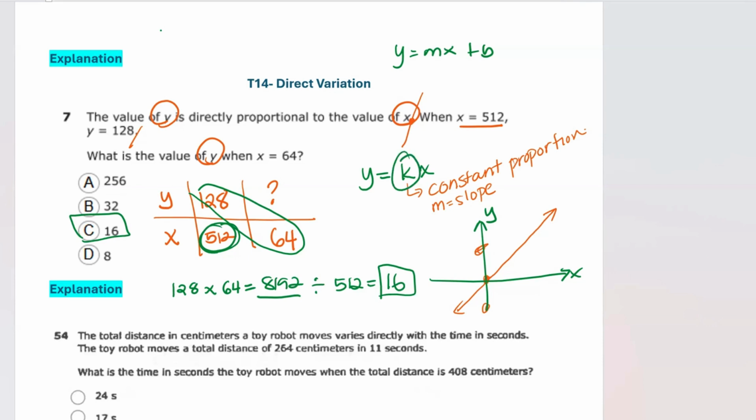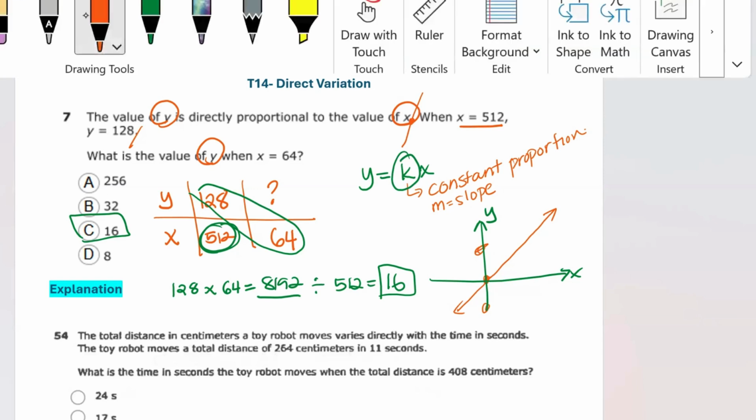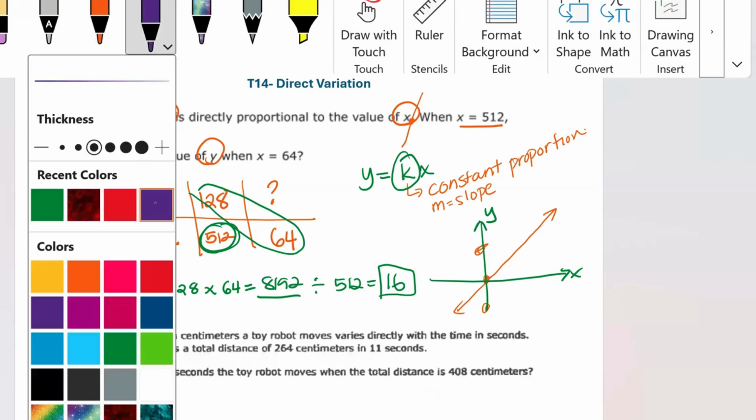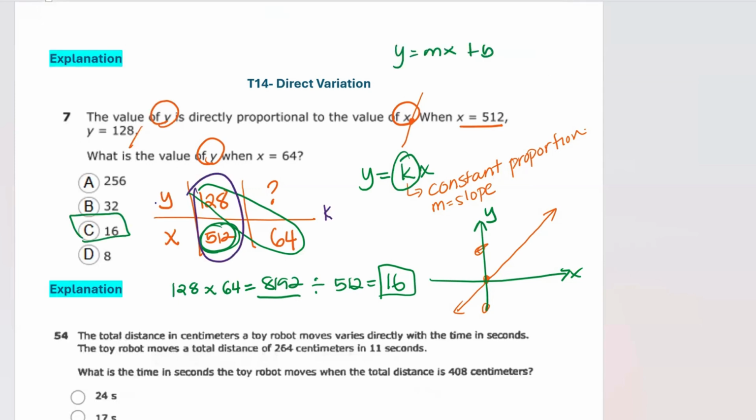Remember, the K is your constant, your slope. In case they ask for the slope, your K is gonna be 128 over 512. That's your slope. But again, they're not asking for that. They're just asking for the value of y. So we just solved the problem. So letter C. Let's go on with the next question here.